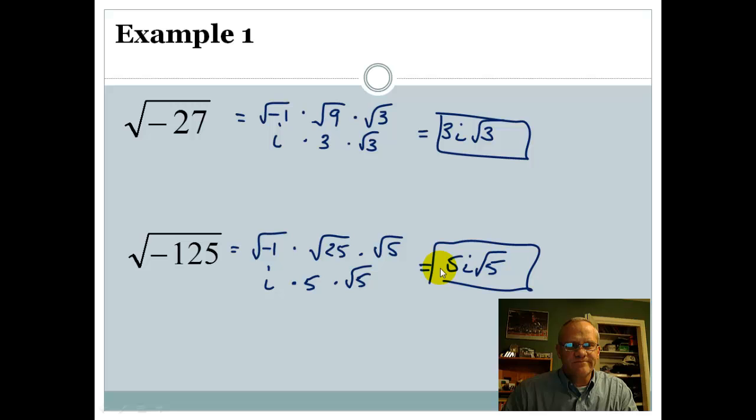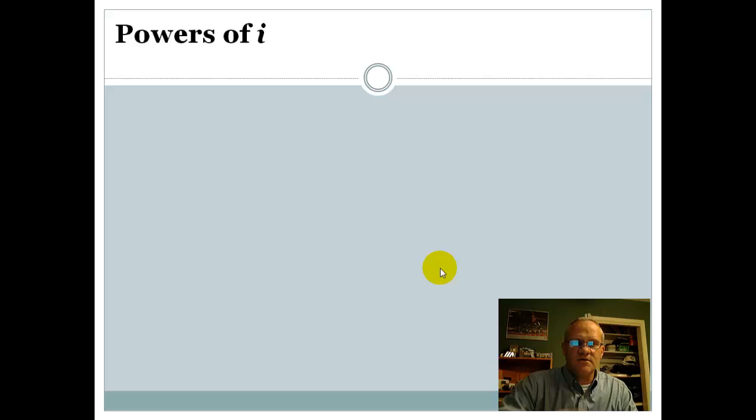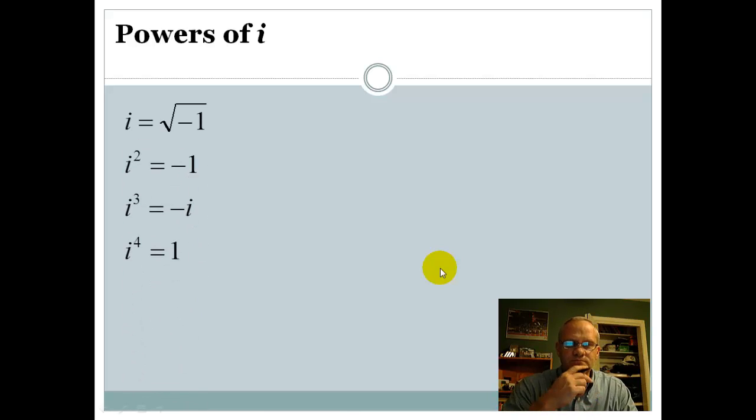Handwriting's a little sloppy there. All right, a couple examples of simplifying those. Let's look at the next one. Okay, now here's the next thing to talk about.